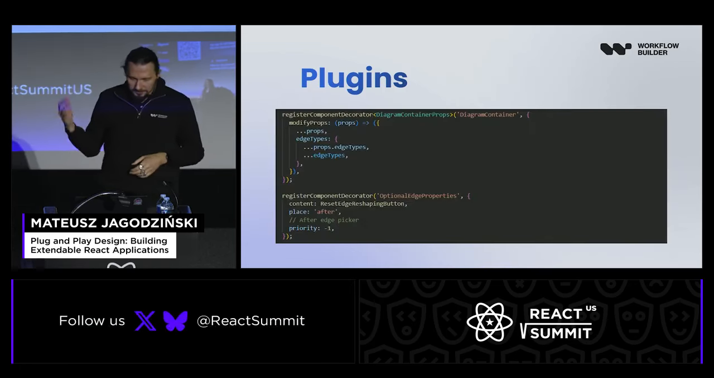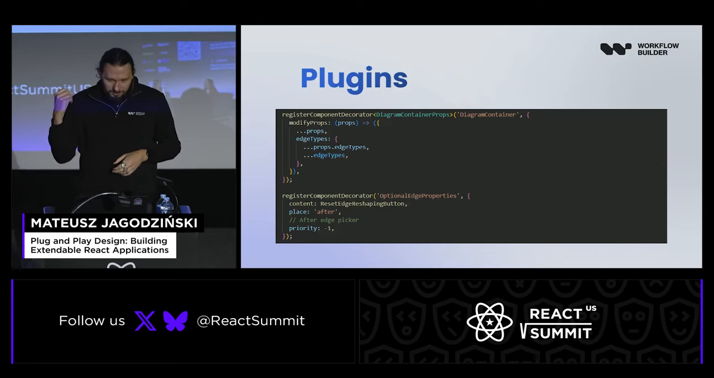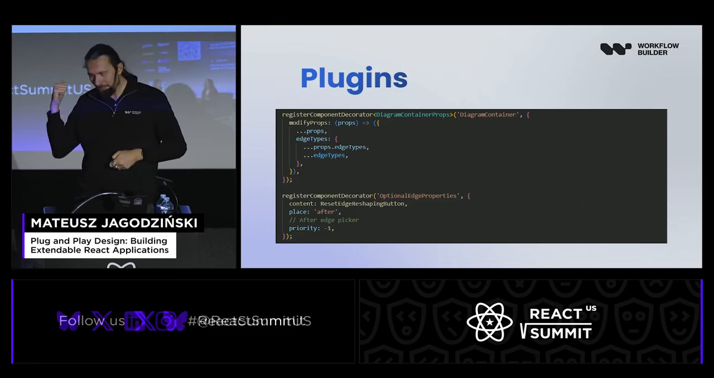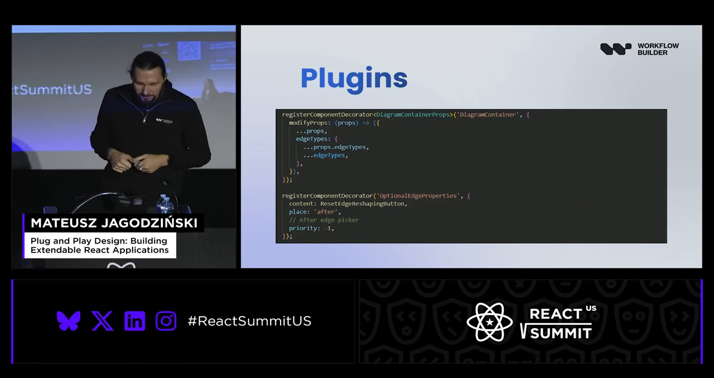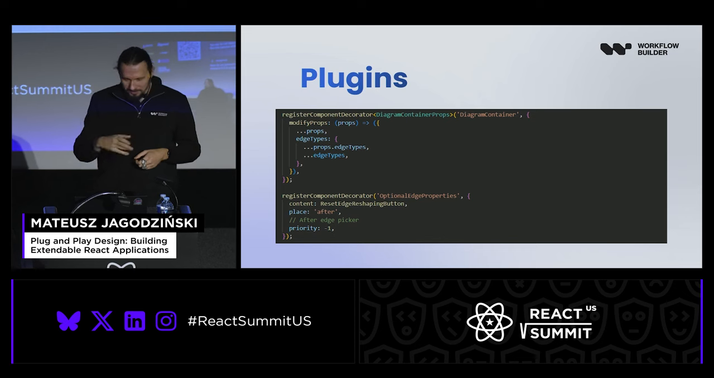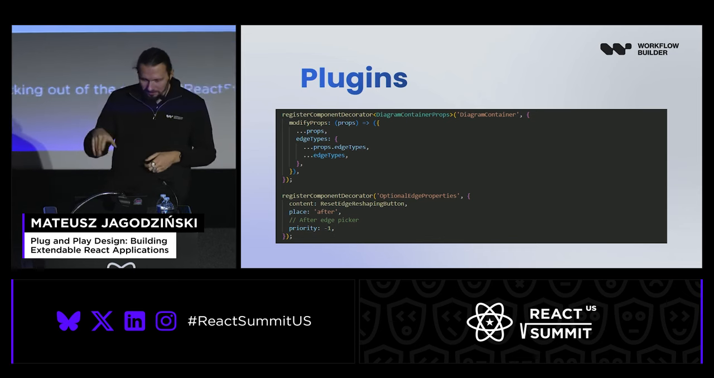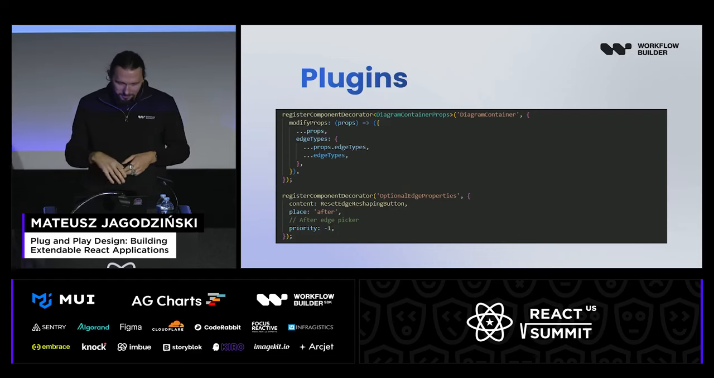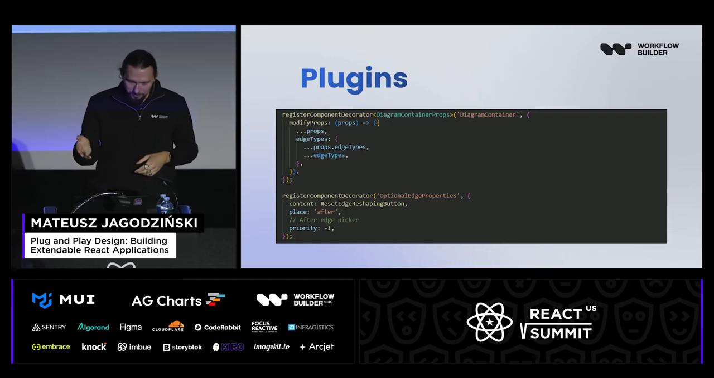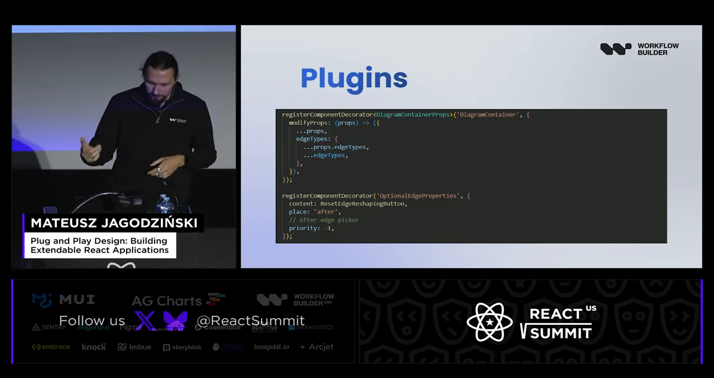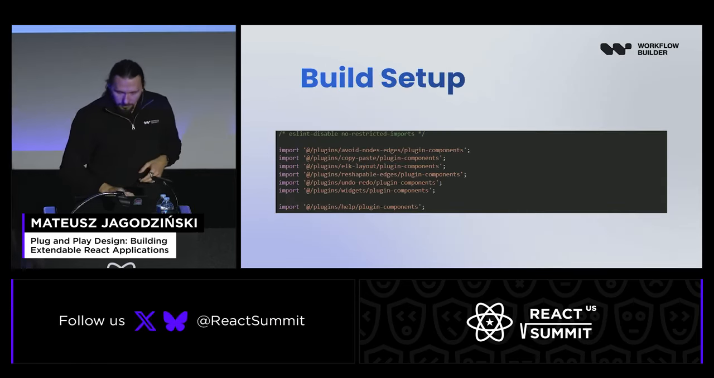And on the plugin side, the actual piece we are using is those register component decorators that we defined earlier. By basically telling, okay, for this specific component, here in this example diagram, we modified props by some function, or maybe we modify some, below with this edge properties, we, for example, add an additional component after the component.